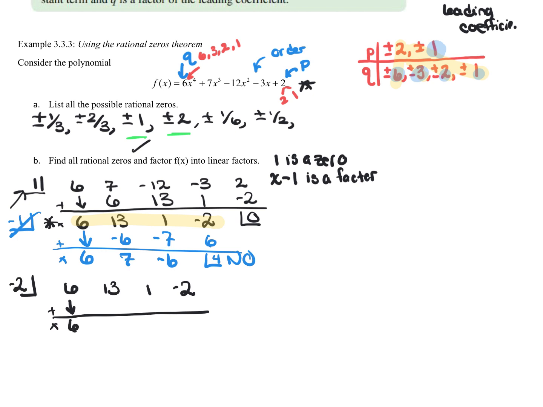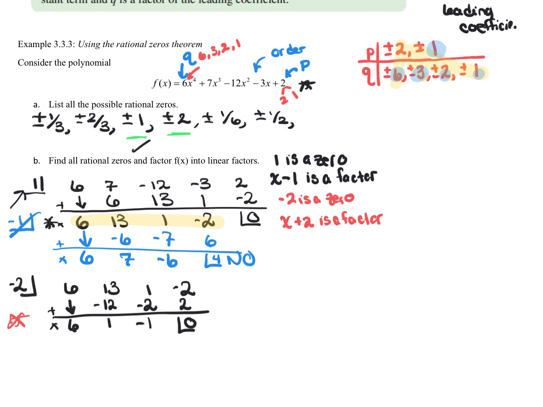So I dropped down the 6. -2 times 6 is -12. 13 plus -12 is 1. -2 times 1 is -2. 1 plus -2 is -1. -2 times -1 is 2. Hey, remainder is 0. So that means that -2 is a 0. x minus -2, so x plus 2 is a factor.